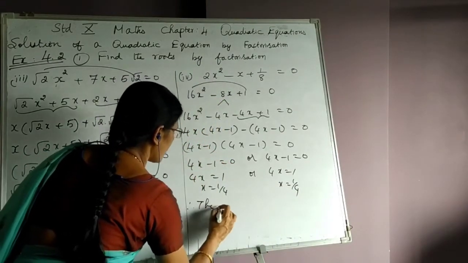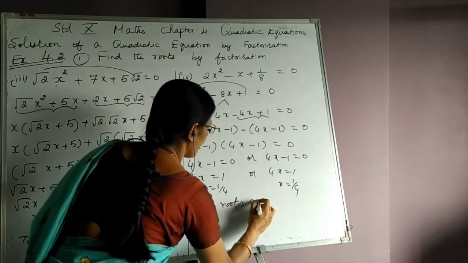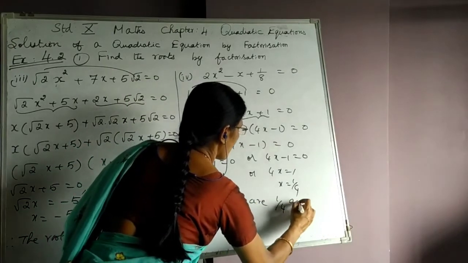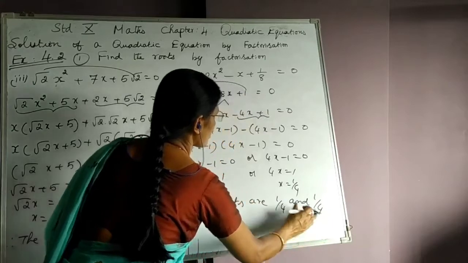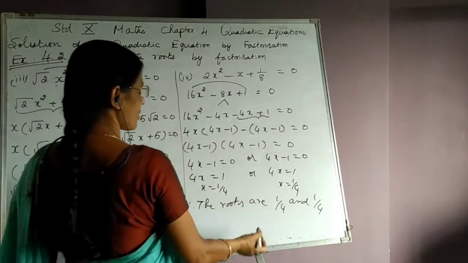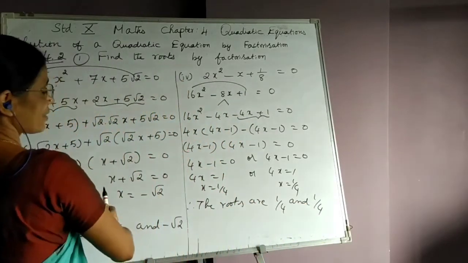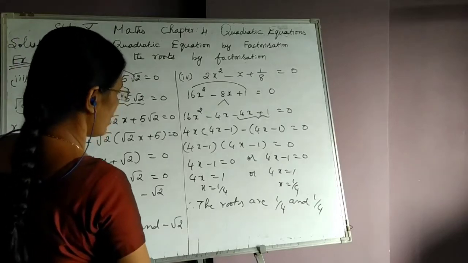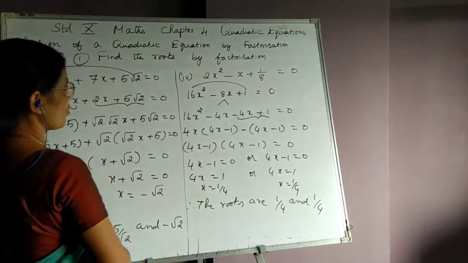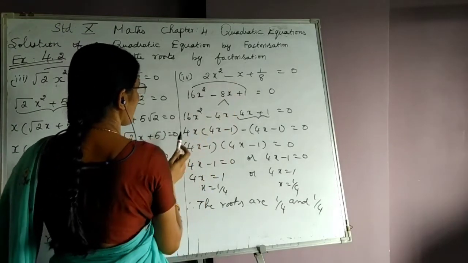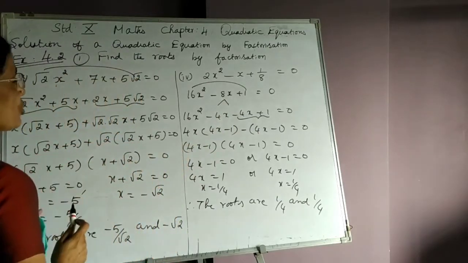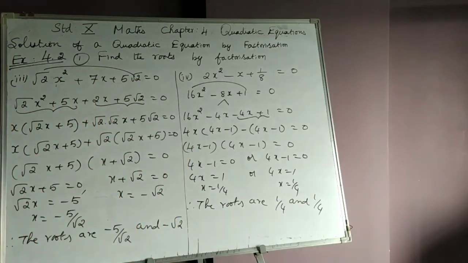Therefore, the roots are 1 upon 4 and 1 upon 4. Here the roots are repeated. Roots can be repeated, also can be distinct like the previous sums. But at most, if you calculate a quadratic equation, the maximum number of roots will be 2. At most, there exist only 2 zeros for a quadratic equation.